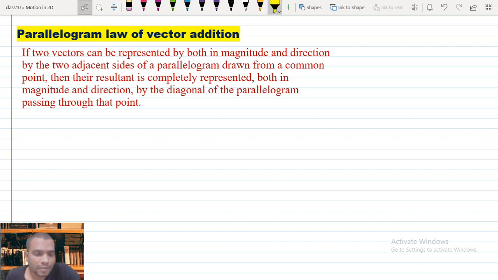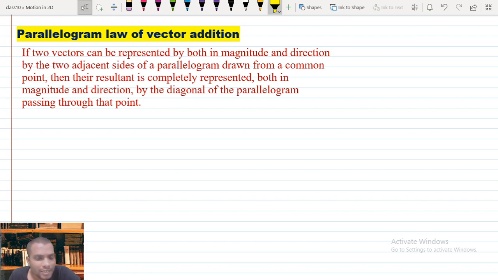So far we covered vector addition in diagrammatic form and some problems we solved, how to add vectors, how to find unit vectors. So today I'm going to derive one expression in vector addition. This is very important. This is known as the parallelogram law of vector addition.